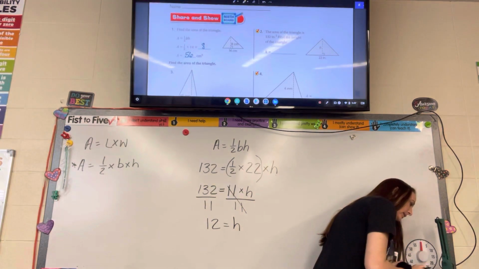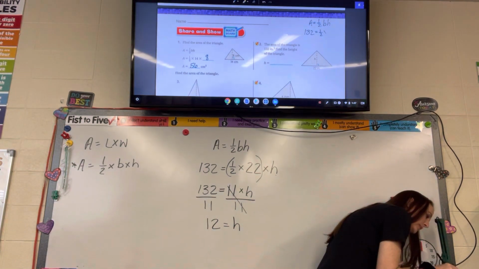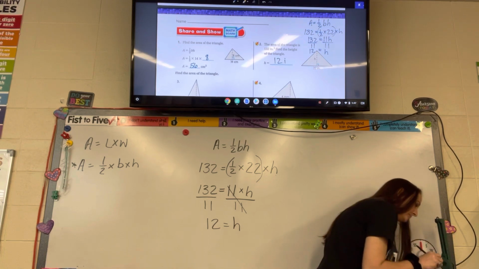Okay, so we're going to come up here and copy that down. Area equals 1/2 B H. 132 equals 1/2 times 22 times H. 132 equals 11H, divided by 11, divided by 11. 12 equals H. So H equals 12 inches.